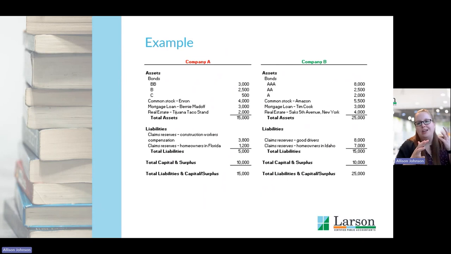Even on the liability side, you can also see that the underwriting risk is pretty different. Company A is insuring workers' comp for construction companies and Florida homeowners, both higher risk industries, whereas Company B is insuring good drivers and homeowners in Idaho, so maybe less risky industries. This just highlights why RBC matters. It helps us come up with another metric to truly know what capital is sufficient for a company based on their risk.